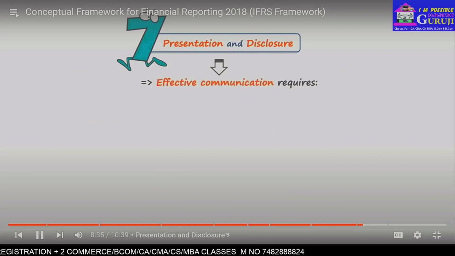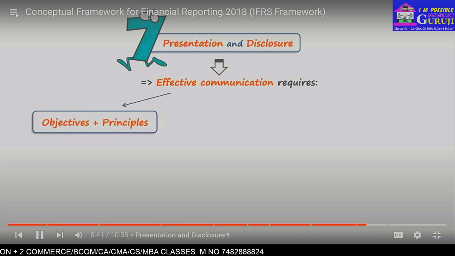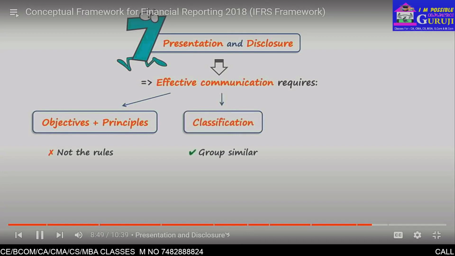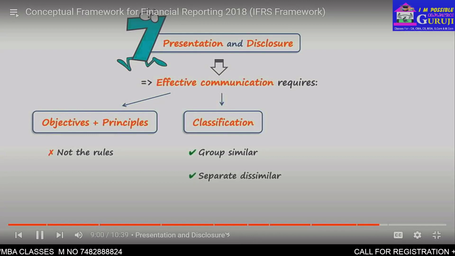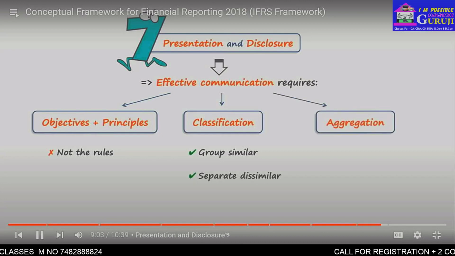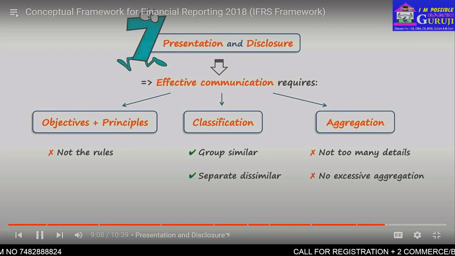Presentation and disclosure are communication tools, and in order to make the communication effective, it requires focusing on presentation and disclosure objectives and principles, not rules, and then classifying the information so that similar items are grouped and dissimilar ones are separated. And here the framework speaks about offsetting, classification of equity, income and expenses, and other items. And finally, aggregating information, but needing to prevent too many unnecessary details, and also the opposite extreme, over-aggregation. And then all these concepts are discussed in detail.